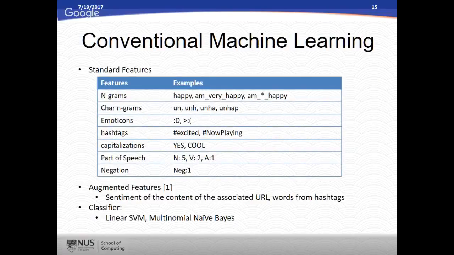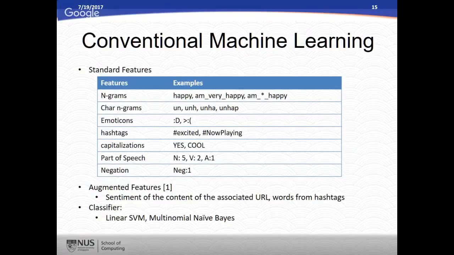In the case of conventional machine learning models, as Wenqiang has already talked about, you need a bunch of features for a classifier to understand whether a particular piece of text is positive or negative. These are some of the standard features. For example, we take n-grams, and we also take character n-grams because not all words are in the dictionary. You also take emoticons, using some kind of emoticon dictionary to classify what a smiley looks like or what an angry face looks like, and use that as a classification feature.